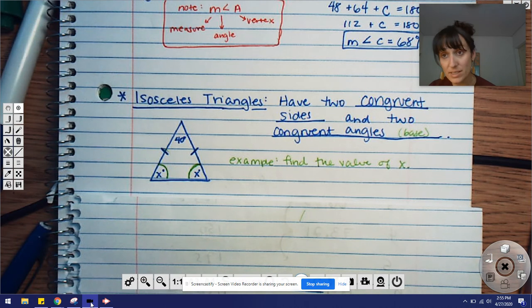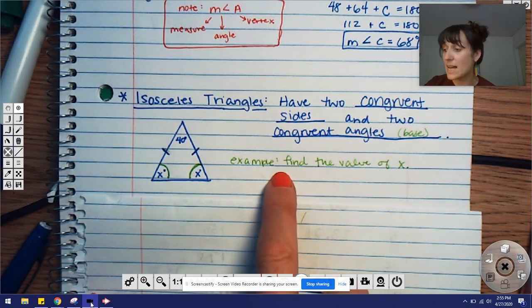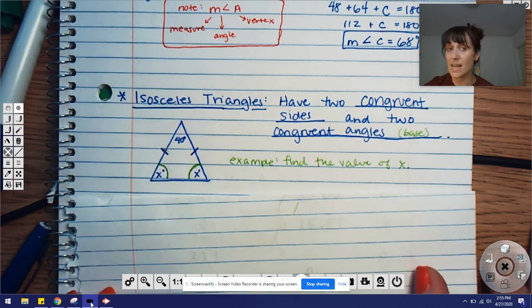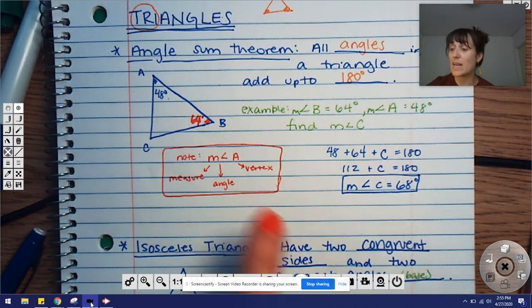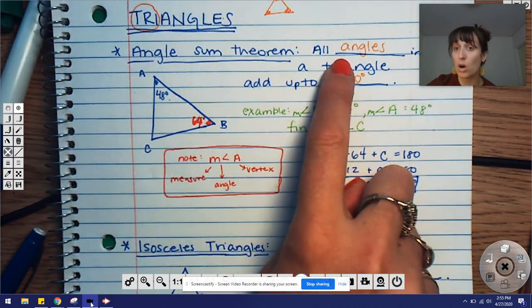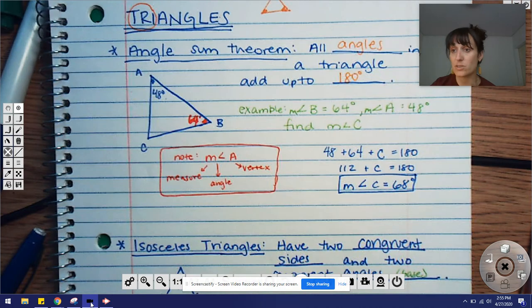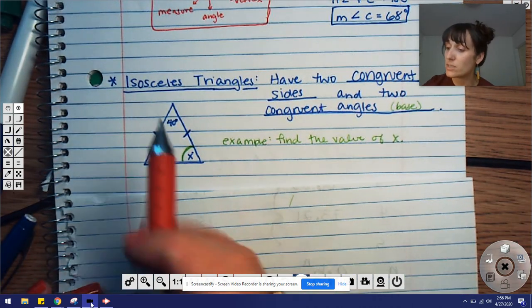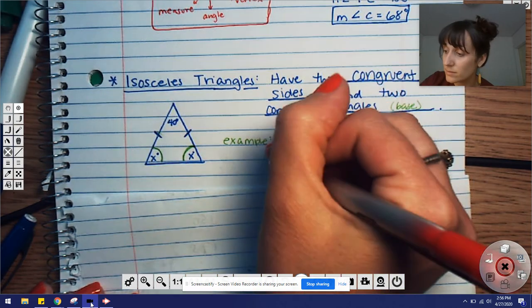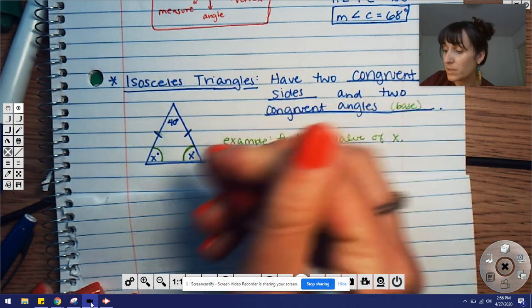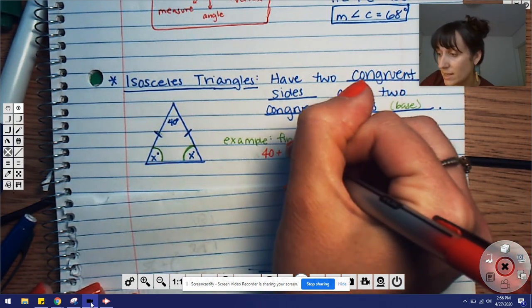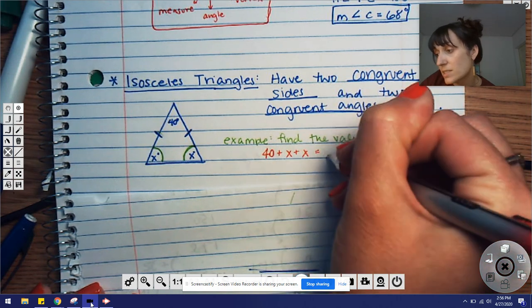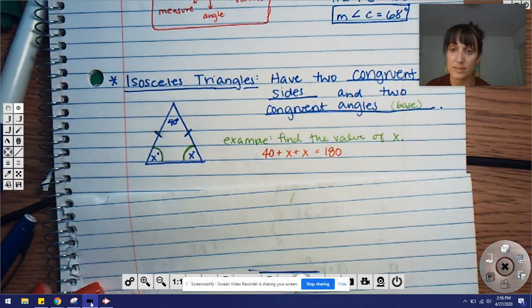Now that I know this, the question is asking me to find the value of x. I can think back to my angle sum theorem, where all angles in a triangle add up to 180 degrees, and I can set up my equation. So 40 plus x is supposed to be 180.